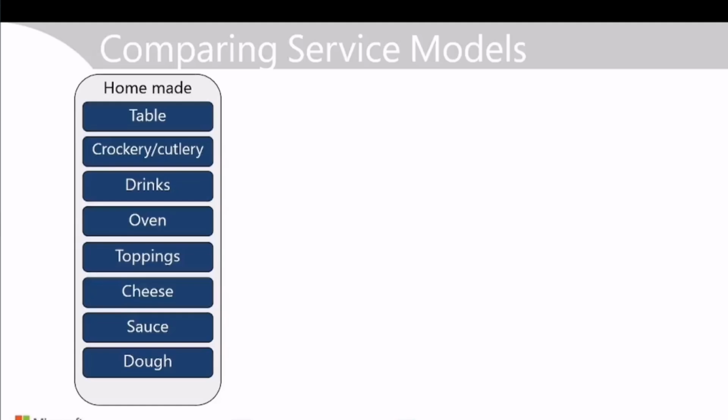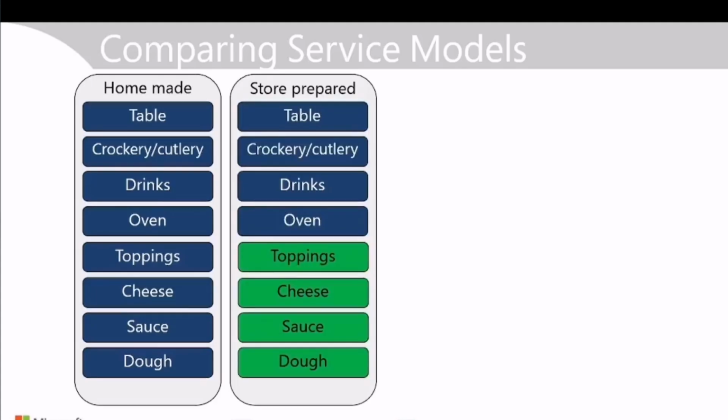In that scenario, you're responsible for the dough, the sauce, the cheese, the toppings, cooking the thing in the oven, providing for drinks, crockery and cutlery if you're so inclined, and somewhere to sit to eat the meal. You decide instead to go to the supermarket and buy pre-prepared pizza. In that circumstance, the supermarket, in this case the vendor, has created the pizza, so they're responsible for the dough, the sauce, the cheese, and the toppings. But you take the pizza home, you unwrap it, you put it in your oven, you provide your own drinks.